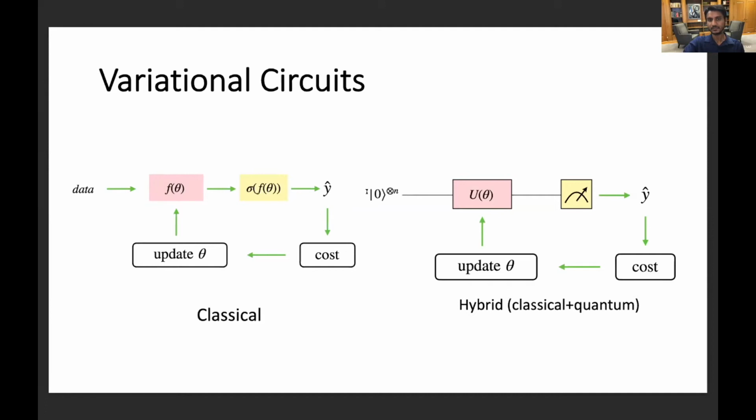you start with some initial state over a number of qubits, and then there is a quantum circuit that acts on that initial state, and then you make a measurement, and that measurement gives you a particular state that corresponds to a cost function, and then the same thing keeps happening as in the classical model. So as you can see, this part here is different in classical and quantum, but the update of theta is the same in both situations.